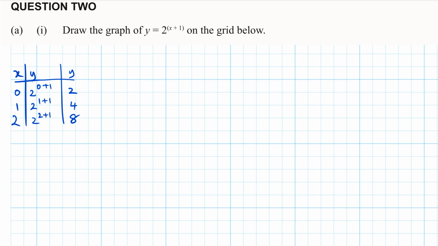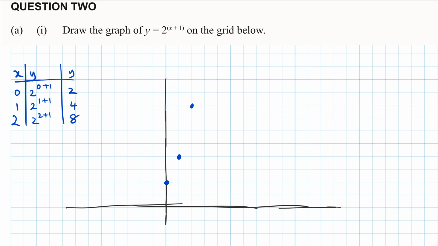Okay, so now we're asked to draw a graph of it on the grid below. So I'm going to just roughly sketch it at the moment. But for your sake, I'm hoping that you guys are drawing this a bit more accurately. So at 0, it's going to be at 2. At 1, it's going to be at 4. At 2, it's going to be at 8.